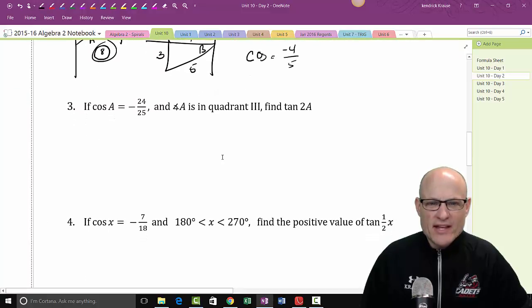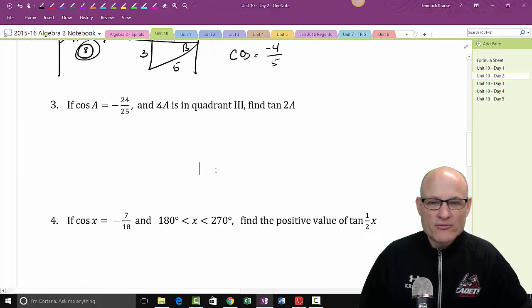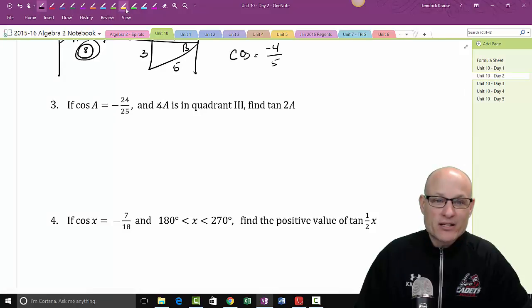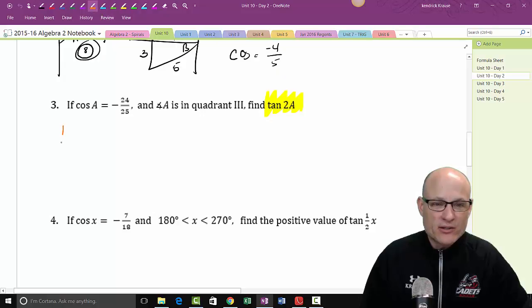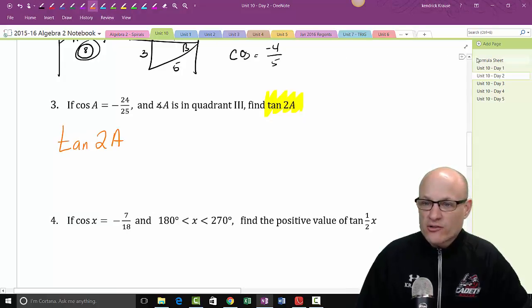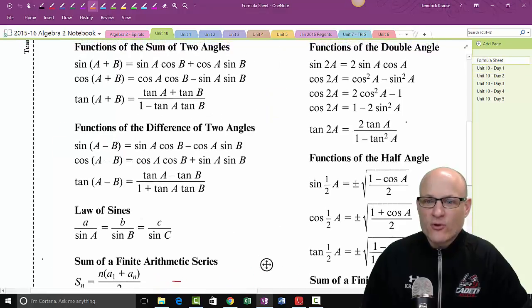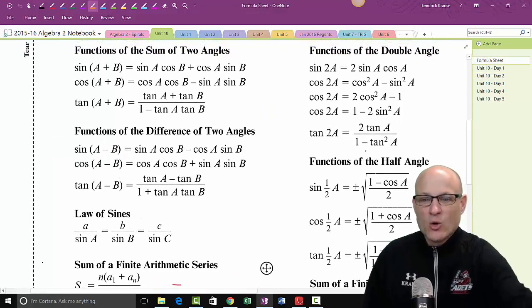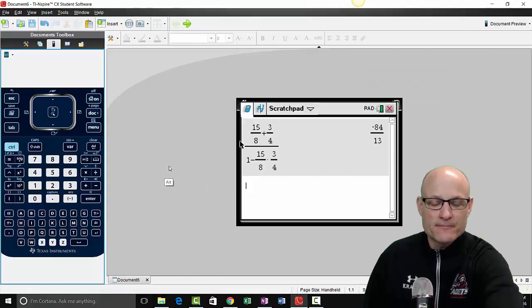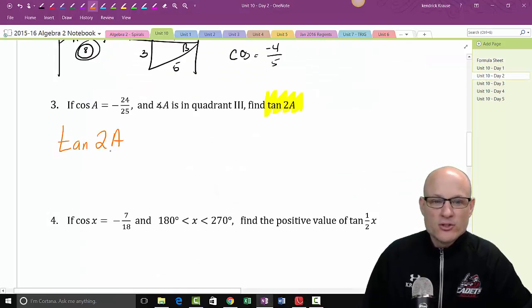If cosine of A is that, and A is in the third quadrant, find, oh look at this, we got a double angle. Double angles need to be replaced. So we need to figure out what tangent of 2A is equal to. You'll take out your yellow card stock, and the tangent formula is 2 tan A over 1 minus tan squared A.